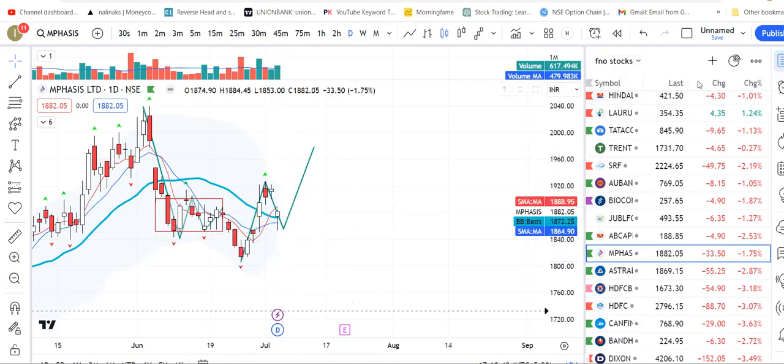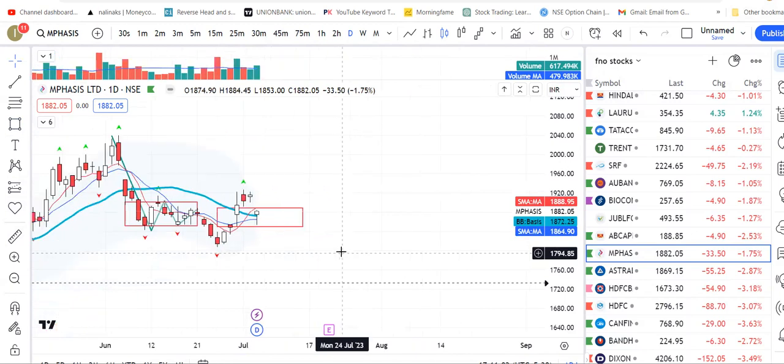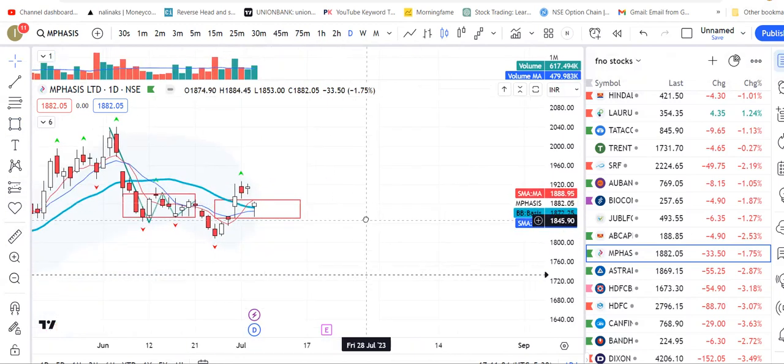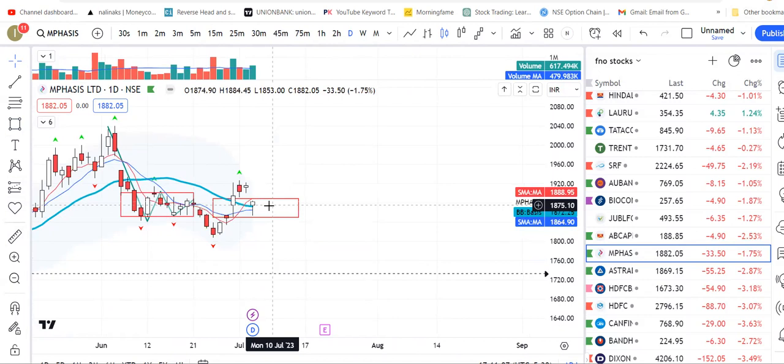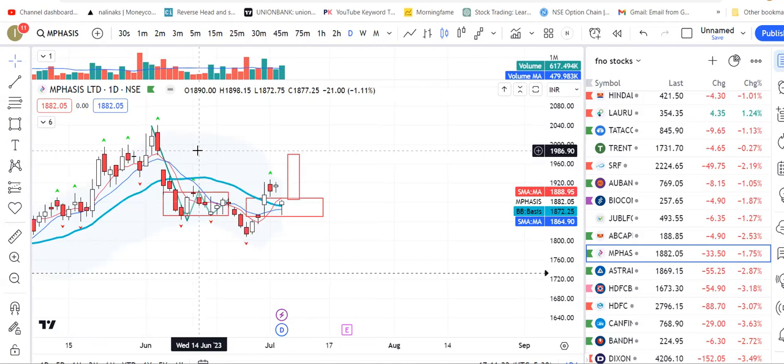And then a hammer has formed on the daily chart. This is a bullish sign. This is a bullish signal which is seen. So tomorrow what you can do is select this stock and mark the high of this signal. If it is converted into a confirmation with a bullish candle, you can take the trade and ride the trend to the next level. It can make a higher high, it can reach this target also, 1986.